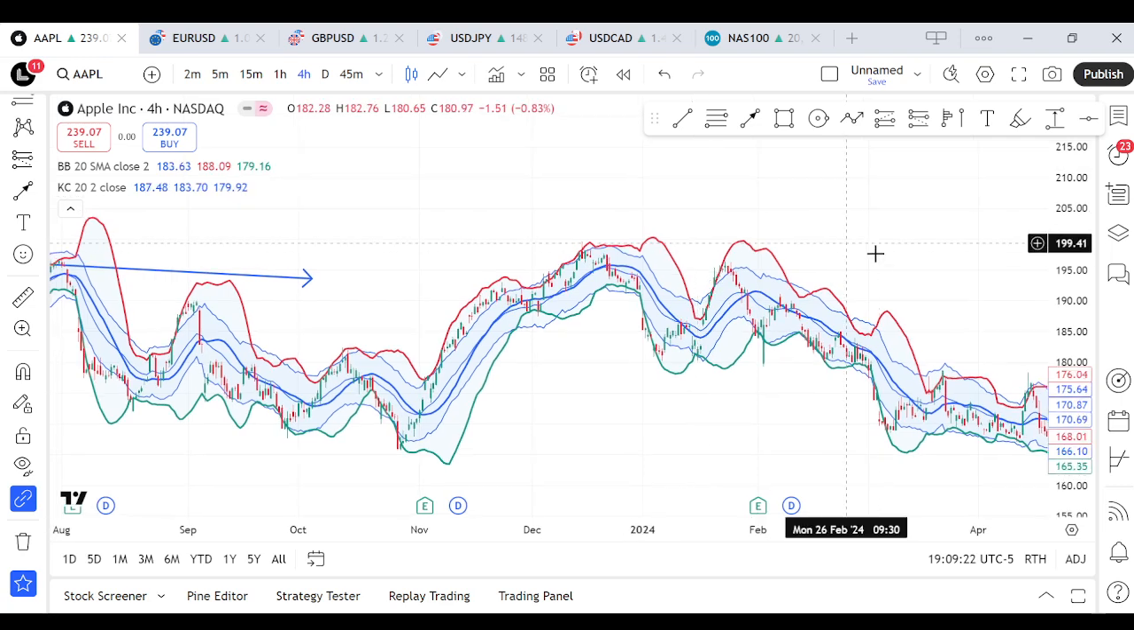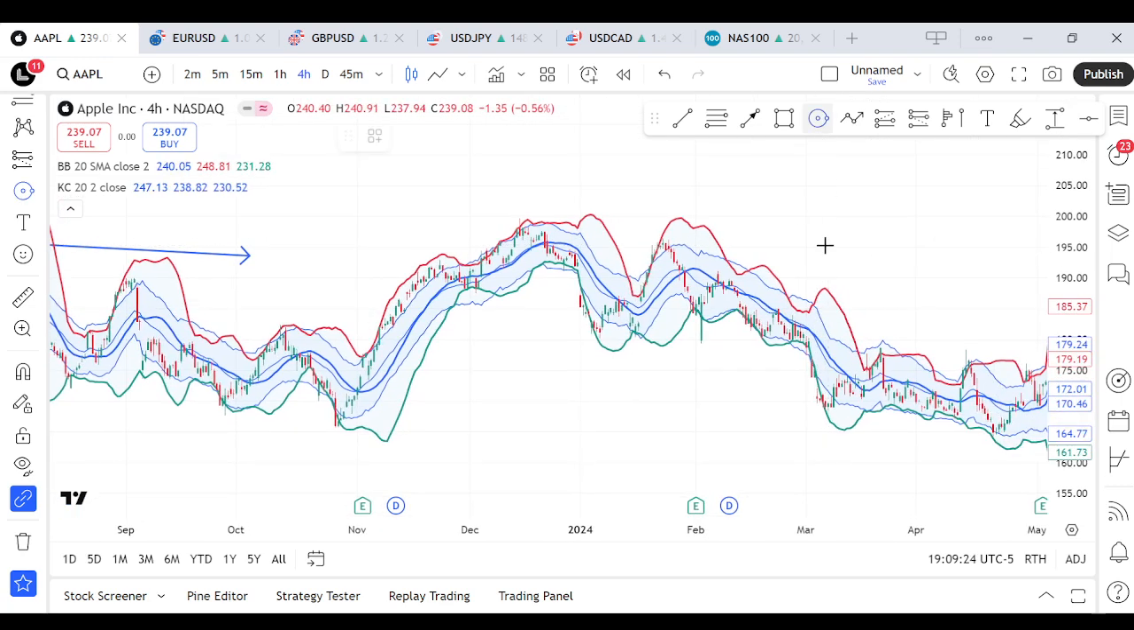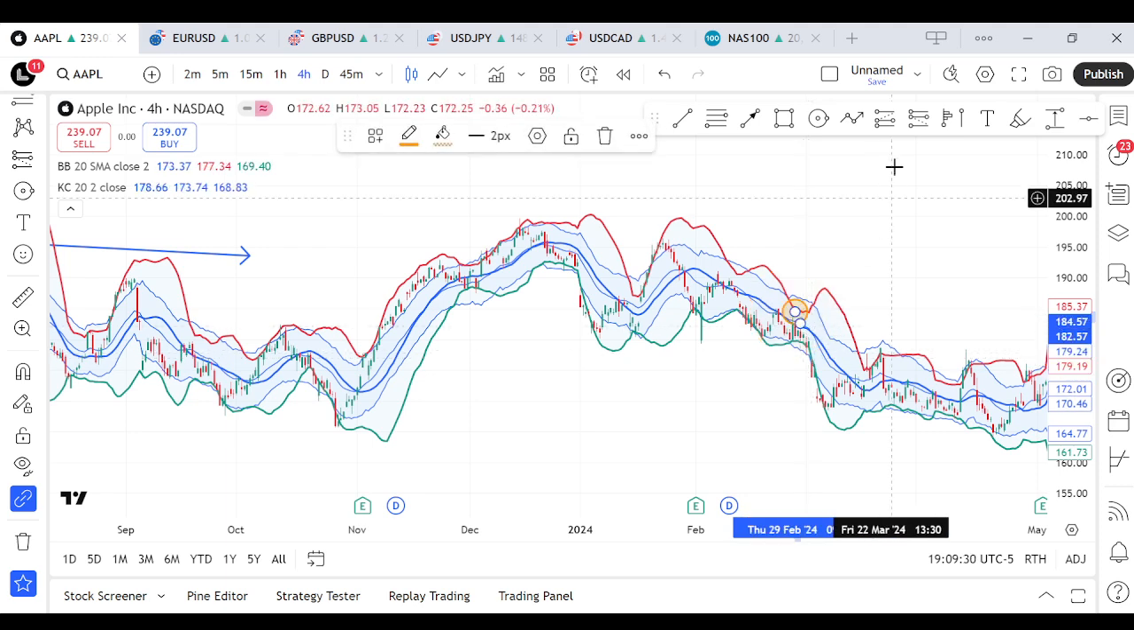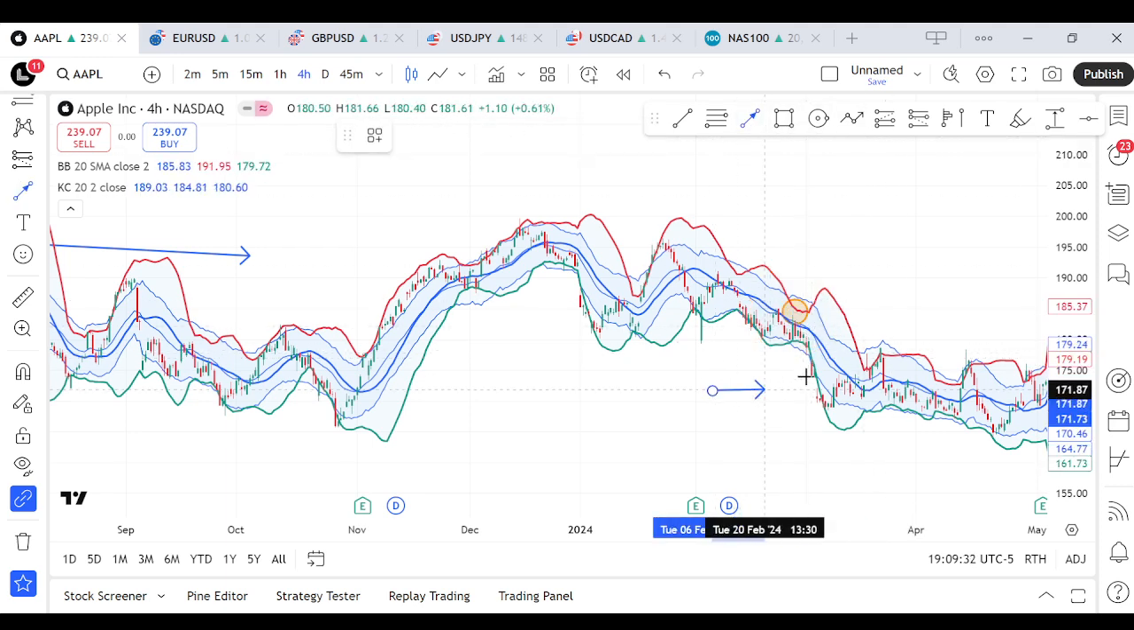Well, when we're talking about the strategy proper, I'll show you more of it. We have the squeeze with the Bollinger Bands inside the Keltner channel, then the next thing we have is the breakout here, right here.